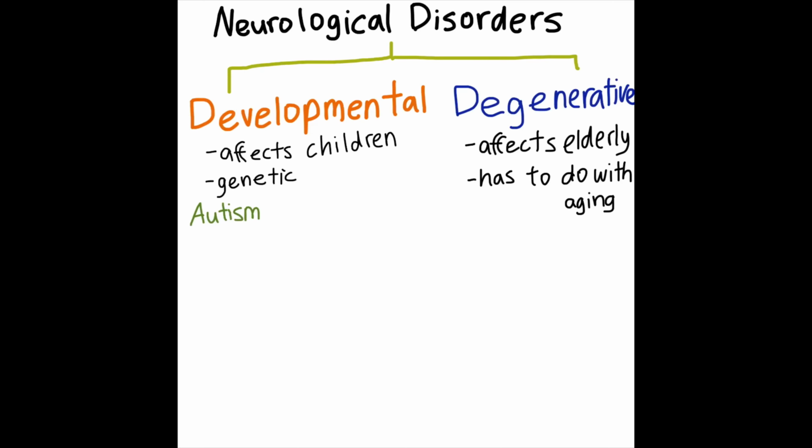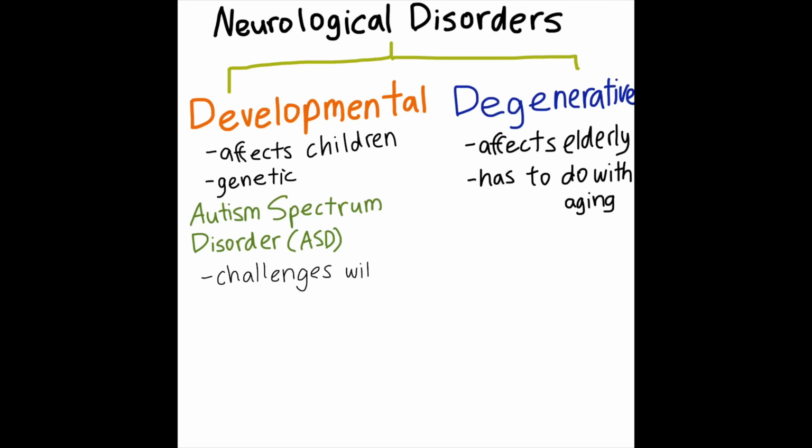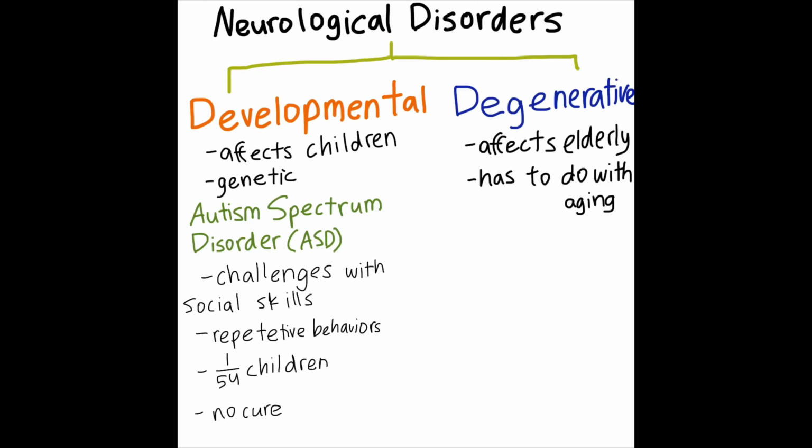An example of a neurodevelopmental disorder is autism spectrum disorder. Autism spectrum disorder is a broad range of conditions characterized by challenges with social skills, repetitive behaviors, speech, and nonverbal communication. It affects 1 in 54 children in the U.S. today. Scientists still have not found a cure for it, but they do have medication to decrease the symptoms.